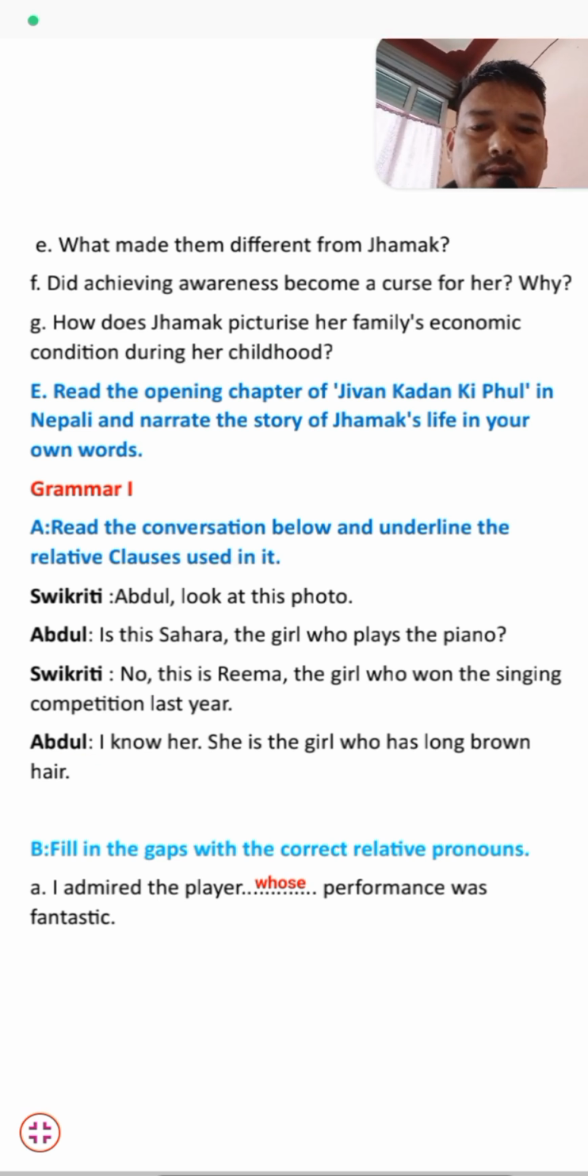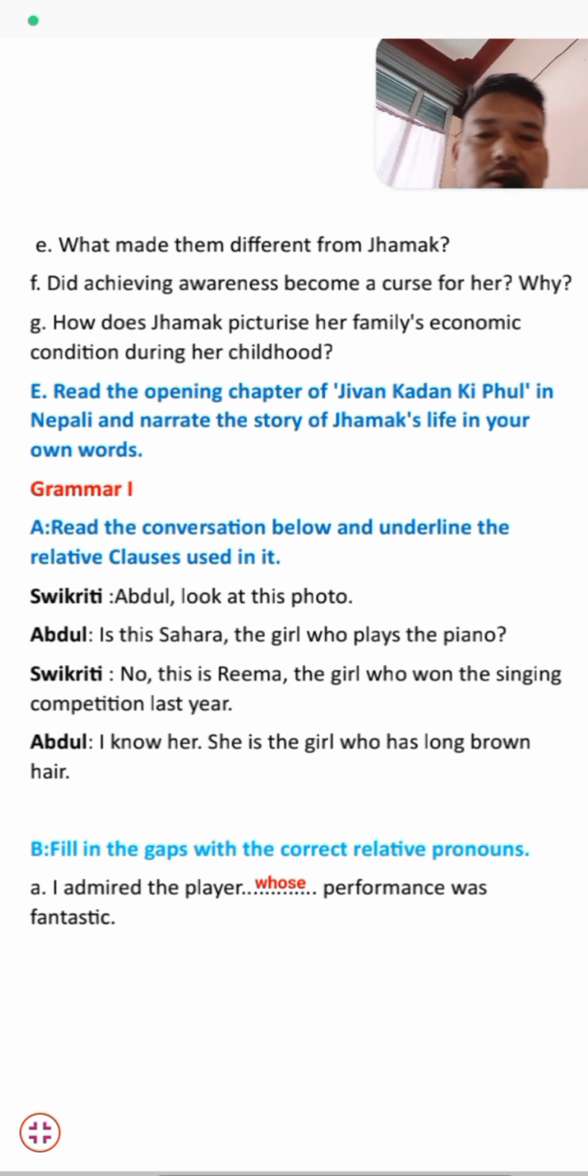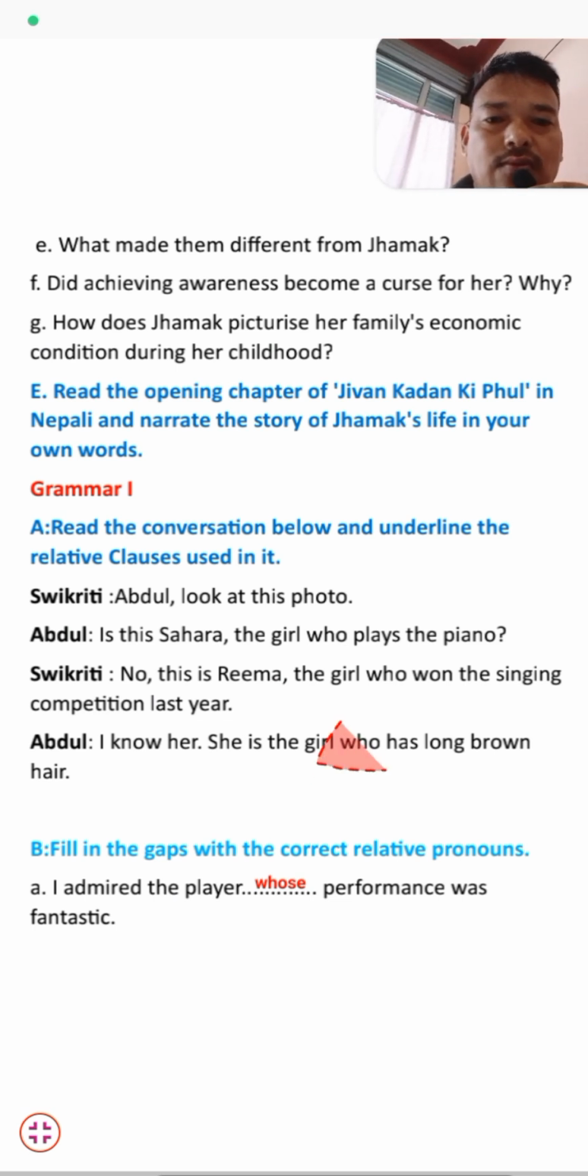Then Abdul: I know her. She's the girl who has long brown hair. Now again, the word who is here. Who is what? It's a relative pronoun. So what exactly is who doing here? It's joining two sentences. Yes, it's making a sentence shorter.